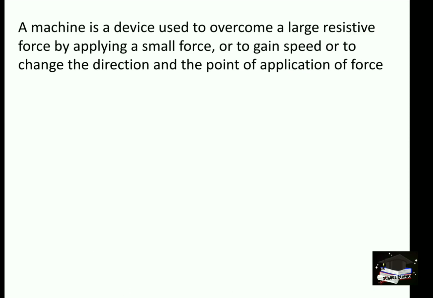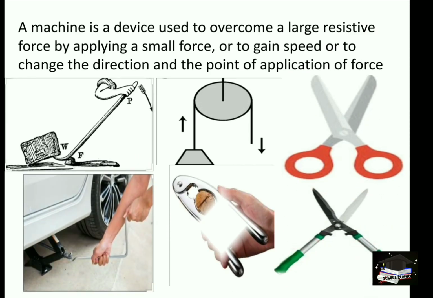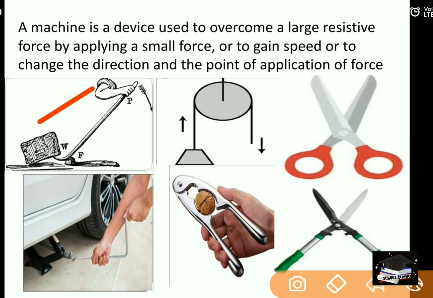Before that, let us understand few examples of machine. Few examples of machine are given here. Crowbar, used to lift heavy loads. Pulley, used to draw water from the well. Pair of scissors, used to cut papers. Jack screw, used to lift the car while changing the tire. A nut cracker, which is used to open the nut.